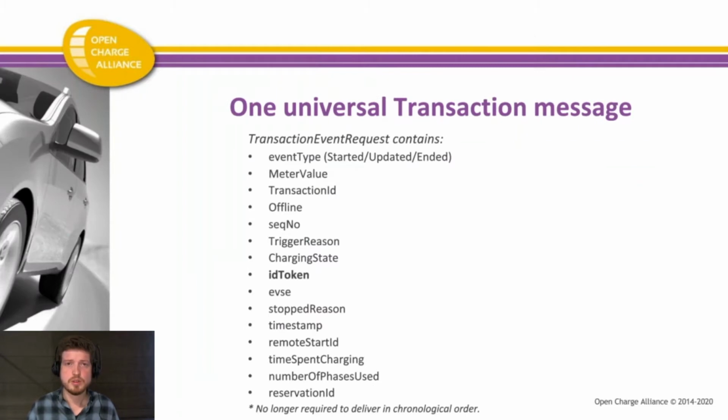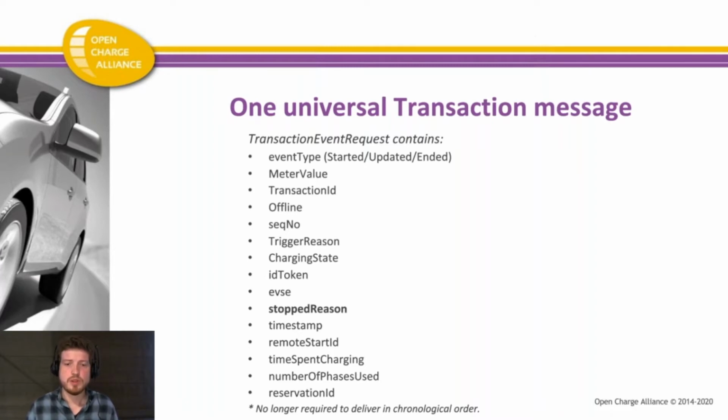The ID token contains all authorization-related data. This field only needs to be included in the first transaction event request after an authorization has been done. And the EVSE data type contains both the EVSE ID as well as the connector ID, and this field only needs to be provided in the first transaction event after the cable has been plugged in. Well, after the EV and the EVSE are connected, it does not have to be a cable.